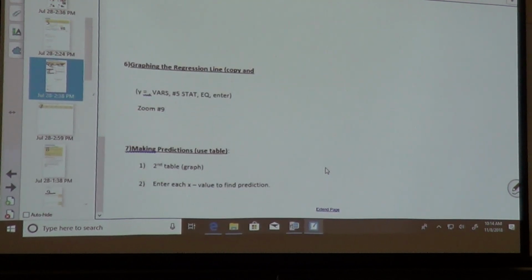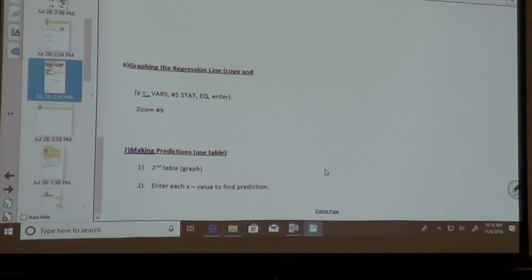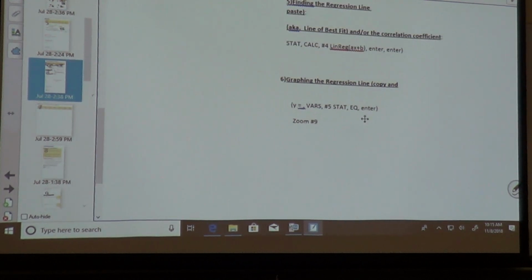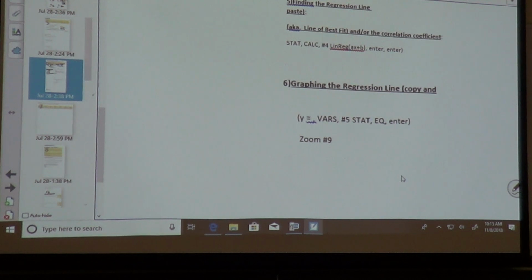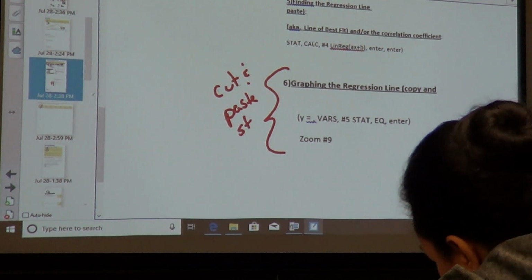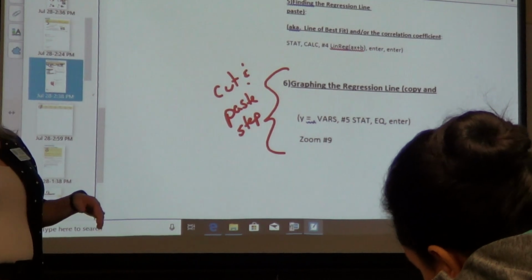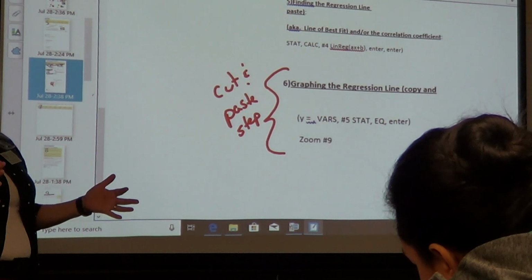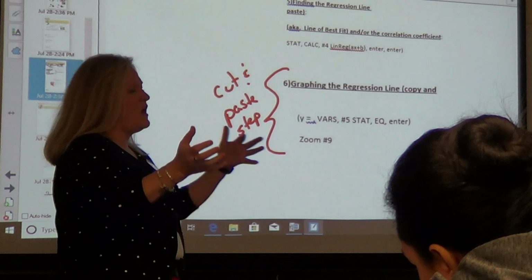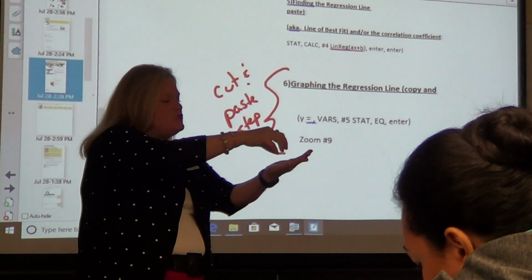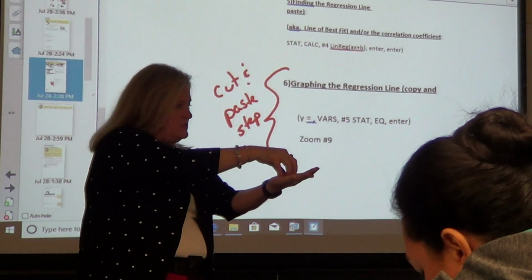Now we have 2 more steps. We ready? Now, this next step is what I call cutting and pasting. This is our cut and paste step. All right, this is where everybody screws up. It's not that hard, but you know when you're in Word and you want to copy something and paste it, you've got to go to where you want to put it.